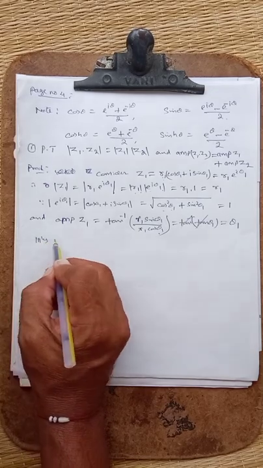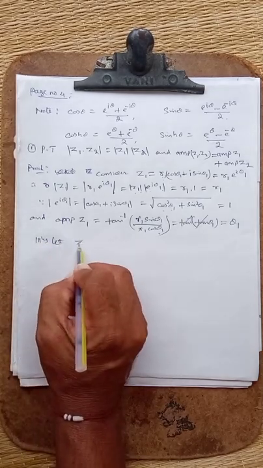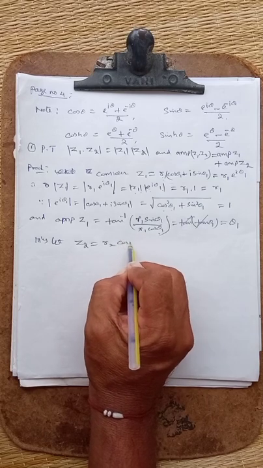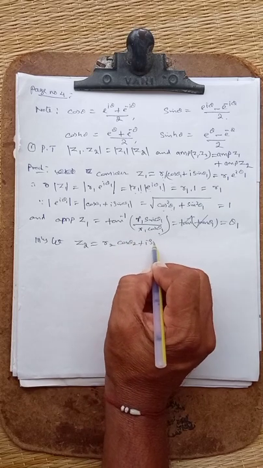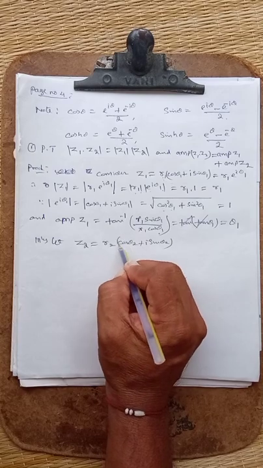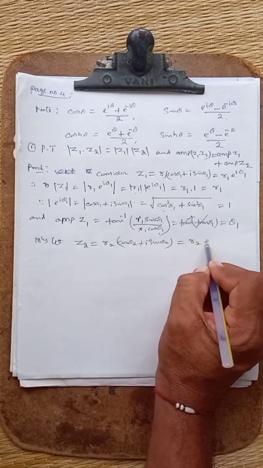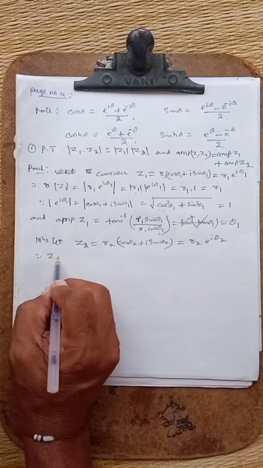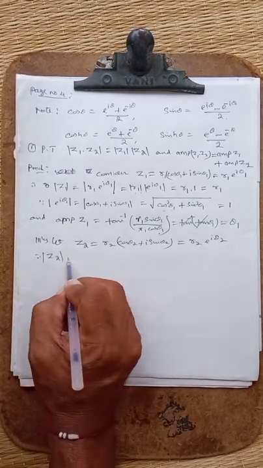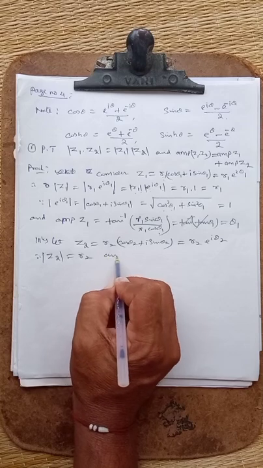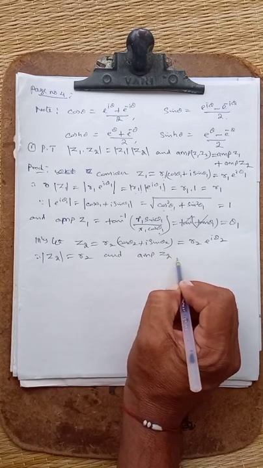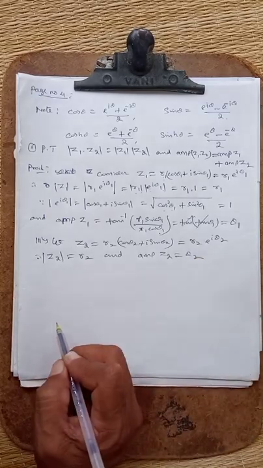Similarly, let us take z2 as r2 into cos theta 2 plus i sin theta 2, or it is r2 e to the power of i theta 2, and therefore modulus of z2 equals r2 and amplitude of z2 equals theta 2.